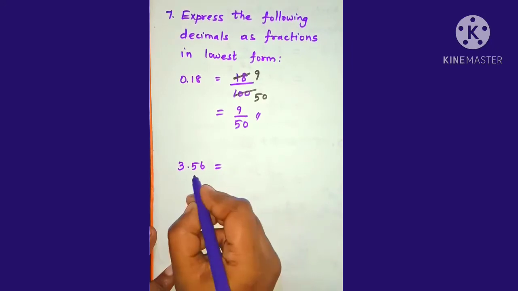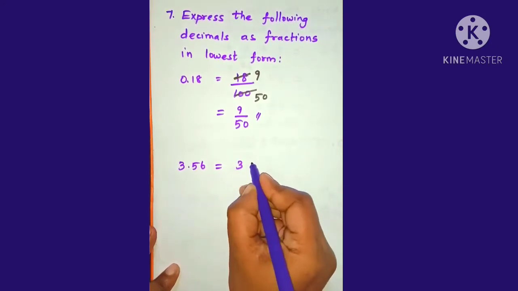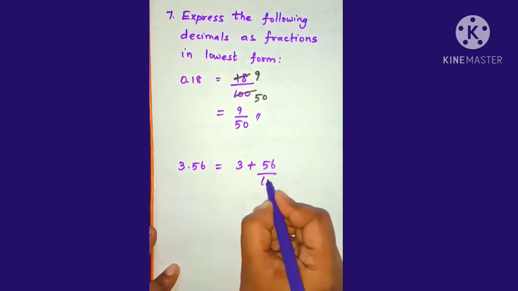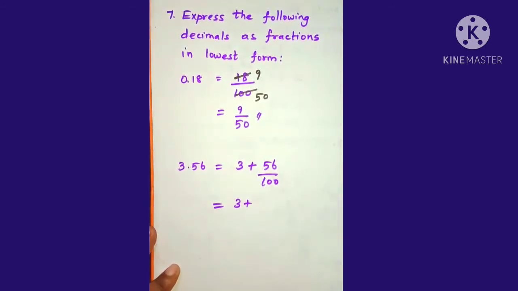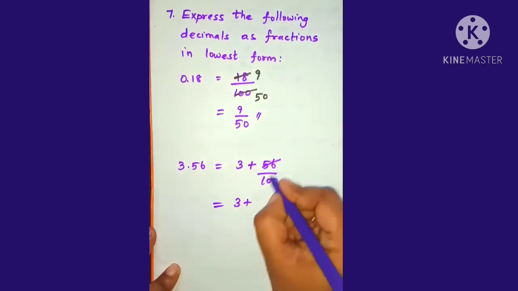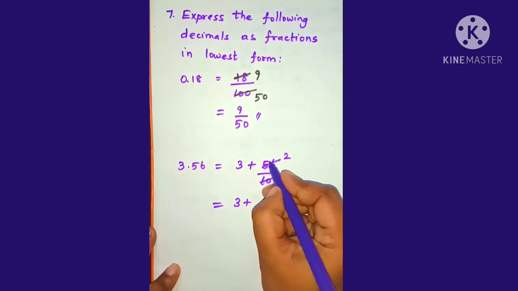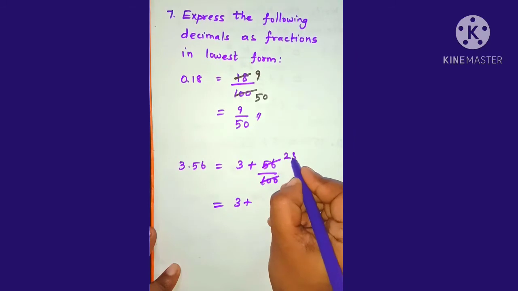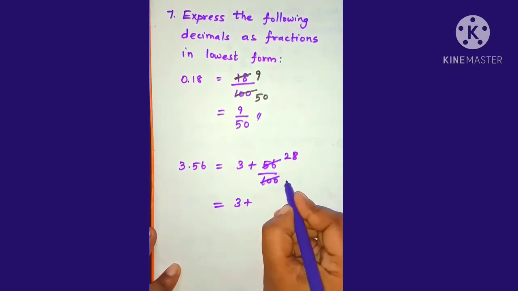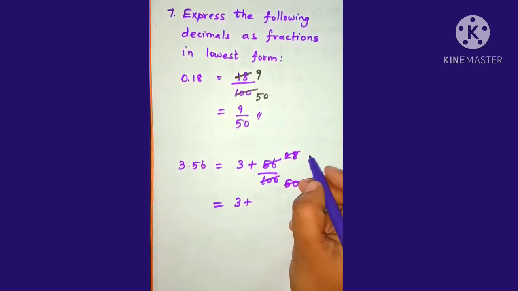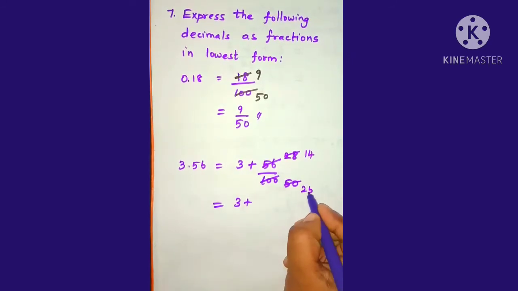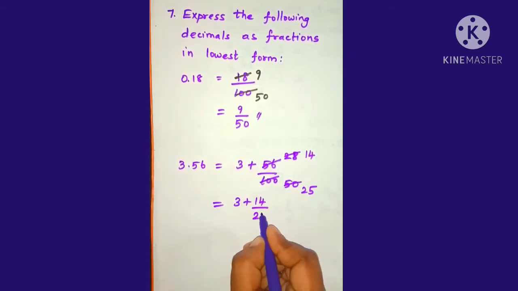And here 3.56, so 3 and 56 hundredths. So 3 plus 56 by 100, by cancelling 56 and 100. Now 2 times 2 is 4, 28 into 2 is 56, and here it is 50. Again when we cancel 28 by 50 using the 2 table, here it is 14 times and here it is 25. So 14 by 25.